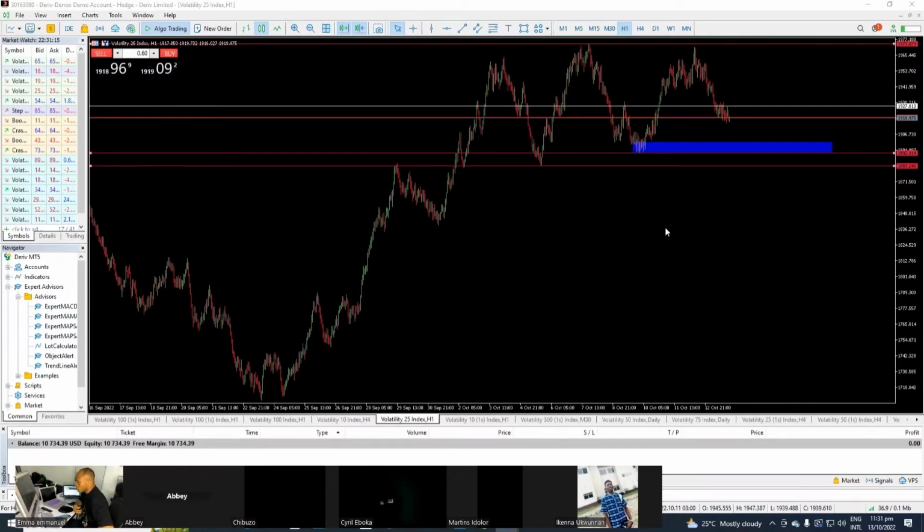Before you pick any trade, must you look for a break in market structure on a higher time frame before you pick your trade?